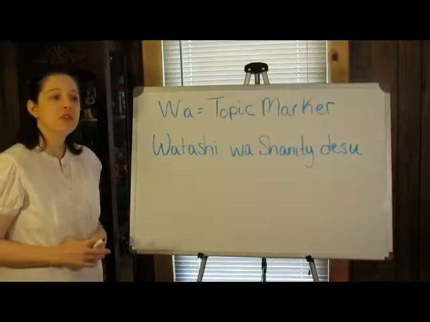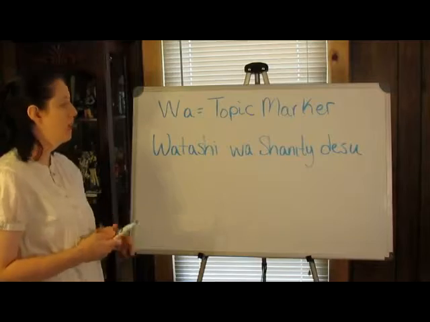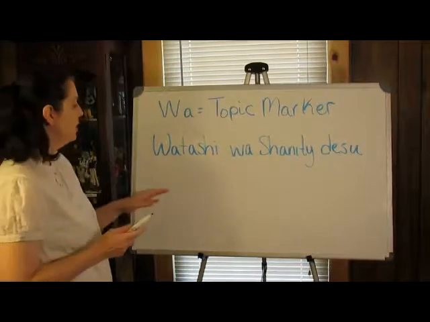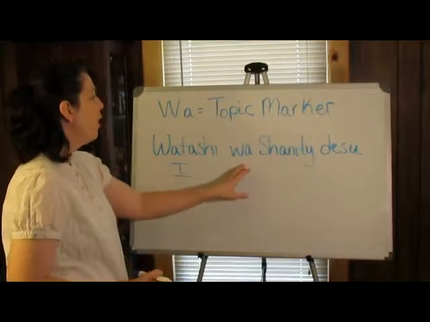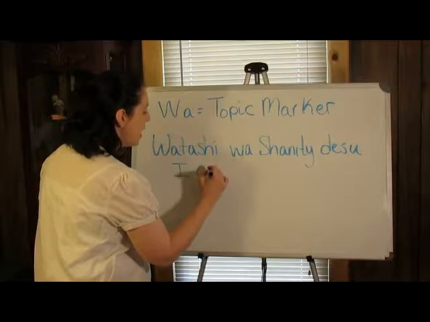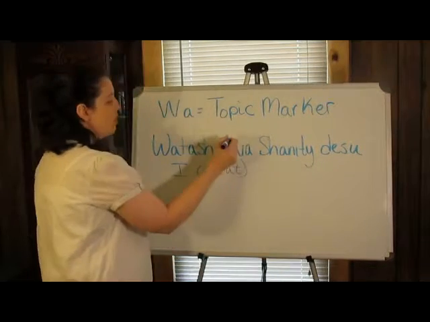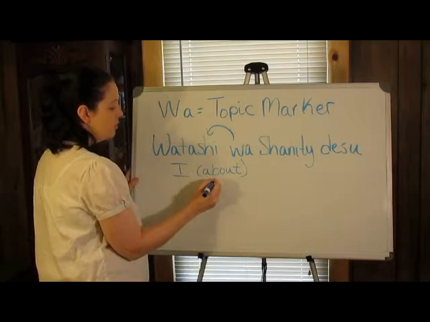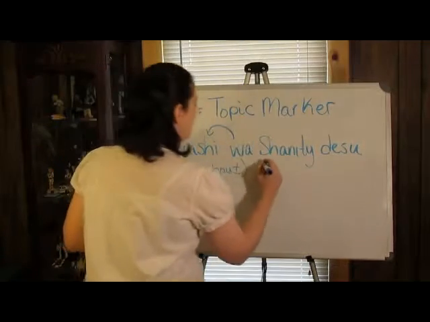Okay, so if you remember, watashi is the word for I, and wa marks the topic of the sentence. So it's like you're saying about, and it always marks the word in front of it. So you're saying about I, and then my name.